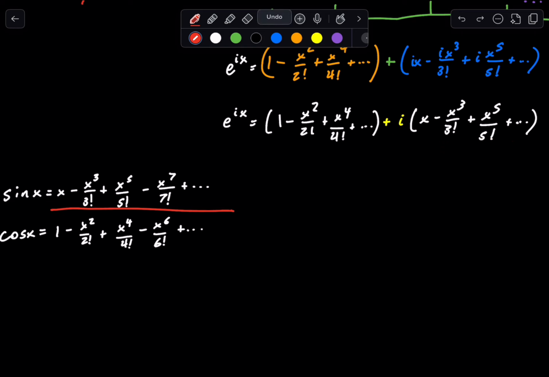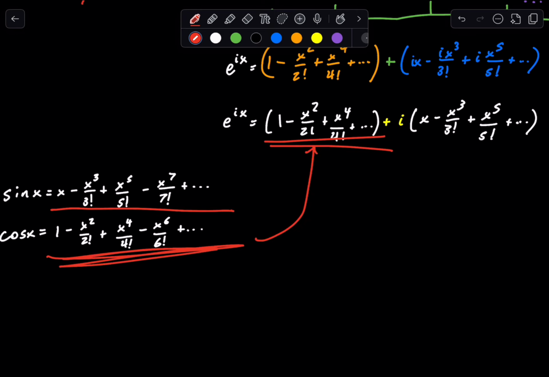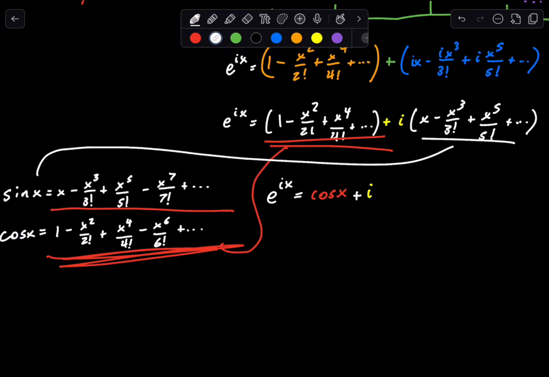And what do we notice on the left here? We see that this is 1 minus x squared over 2 factorial plus x to the 4th over 4 factorial plus dot dot dot. This is exactly the same as what we came up with for our Taylor expansion for cosine of x. So that means we can plug it in right there. Ladies and gentlemen, that means e to the ix is equal to, what is this equal to? This is right here, cosine x plus i times, and what was this equal to? Sine of x. So e to the ix is cosine x plus i times sine of x.